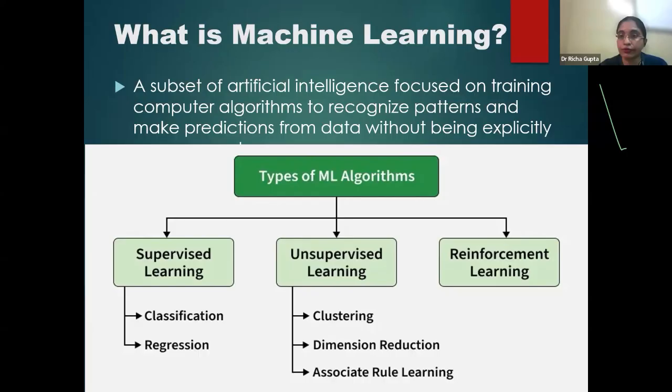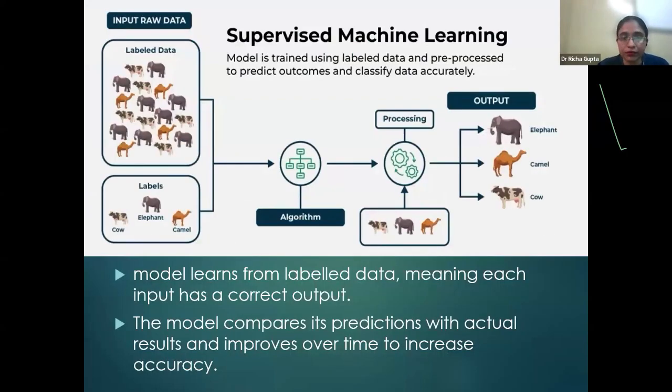Now, there are three different types of machine learning algorithms: supervised, unsupervised, and reinforcement learning. Let's look into the different kinds of algorithms. First, what is supervised learning? Supervised learning is when a model is trained on labeled data and is pre-processed to predict the outcomes and classify data accurately. Now, when we say that, what do we mean by labeled data? What do we mean by pre-processed to predict the outcomes? And how do we classify? So here comes supervised learning.